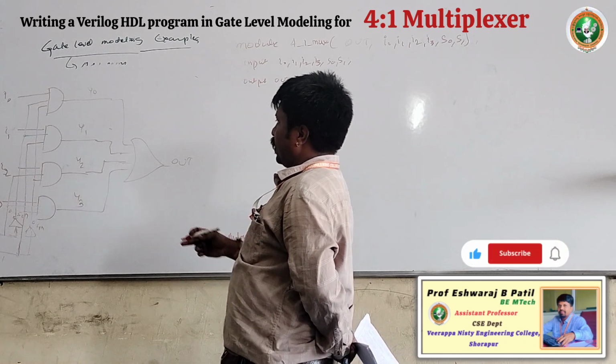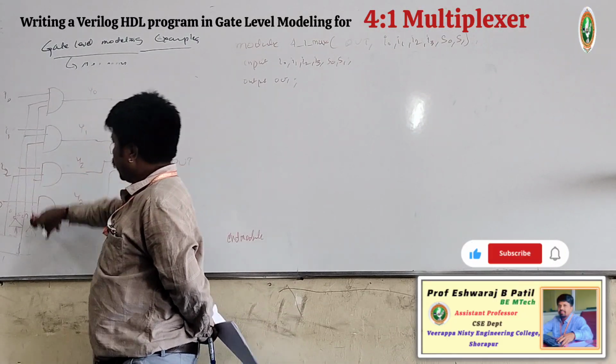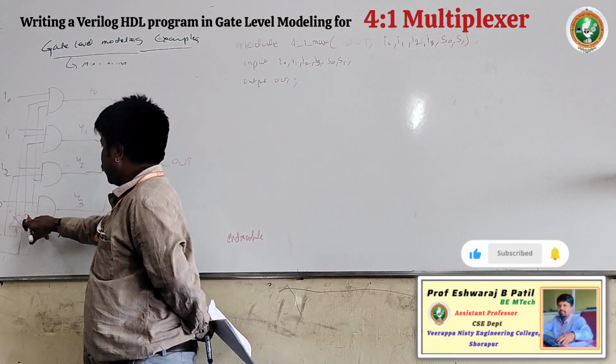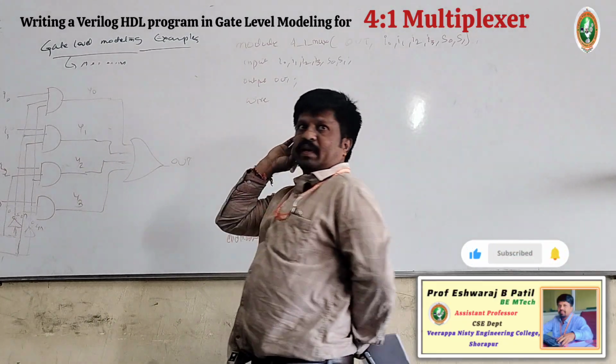And now I have to define the wires. How many wires are there? 1, 2, 3, 4, and also S1n, S0n, so that I can write the wire.